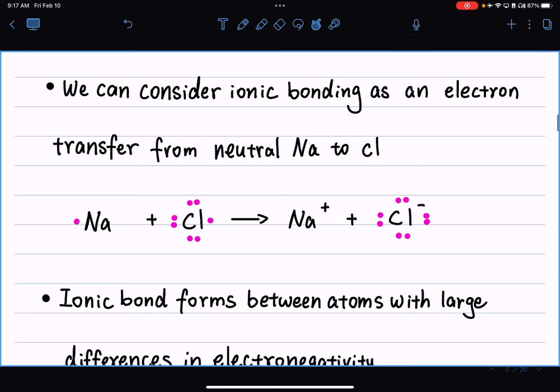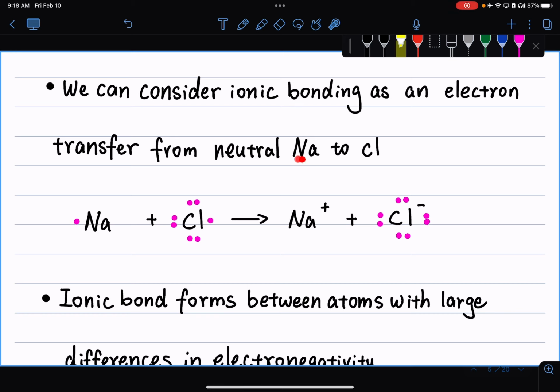So when we're talking about ionic bonding, here is what is happening. You can imagine ionic bonding is a full electron being transferred from neutral sodium to neutral chlorine, so that both of these atoms have the noble gas electron configuration, right? So we're just using sodium chloride as an example here. Sodium has one electron in its s atomic orbital. You can imagine it loses that entire electron, transferred to the chlorine.